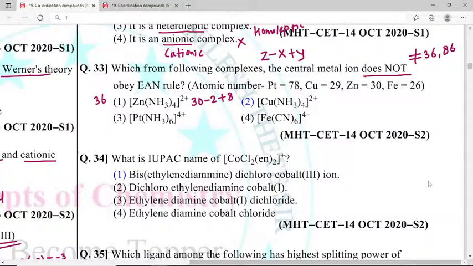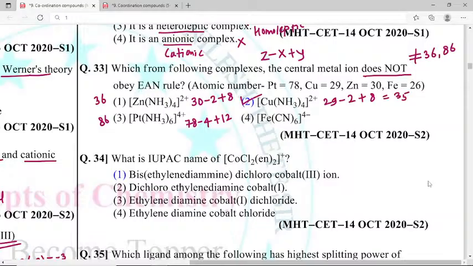Next is number three, platinum. Platinum is 78. Oxidation state 0, plus 4 into 2, that is 8, plus 4 ligands, so the number came as 86. Copper: copper atomic number 29, minus oxidation state plus 2, plus 4 into 2, 8. So how much number came here? 29, 27, 35. So this does not obey the effective atomic number rule.